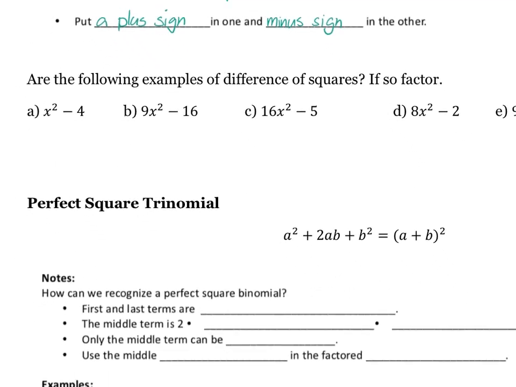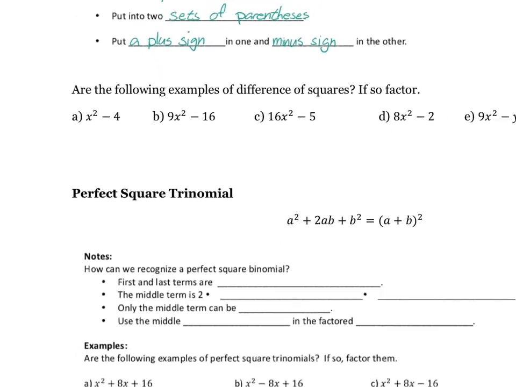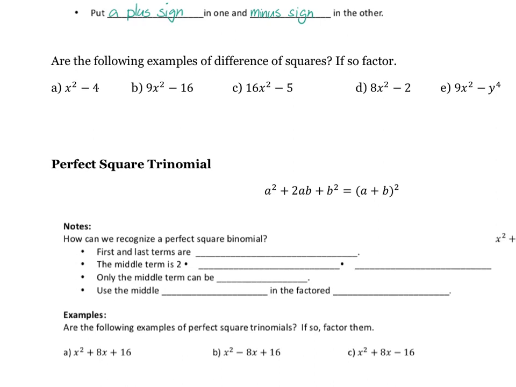All right, so are the following examples of difference of squares? If so, factor. So like I said, the first thing you need to do is actually recognize that it is a difference of squares so you know the proper way to factor it. And it's right in the name. We're looking for two perfect squares as the terms, right? So x squared is a perfect square and 4 is a perfect square. And for difference, we're looking that they are being subtracted. And then it, of course, has to be a binomial.